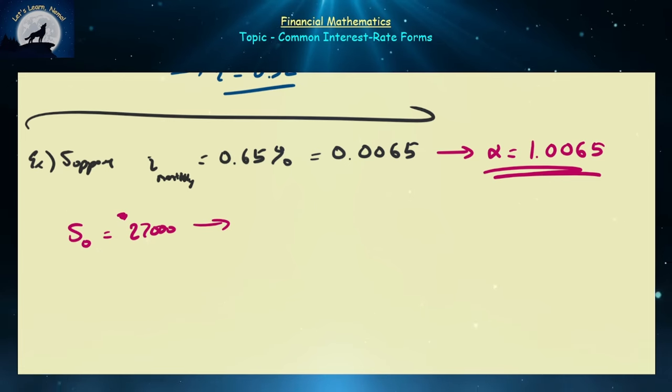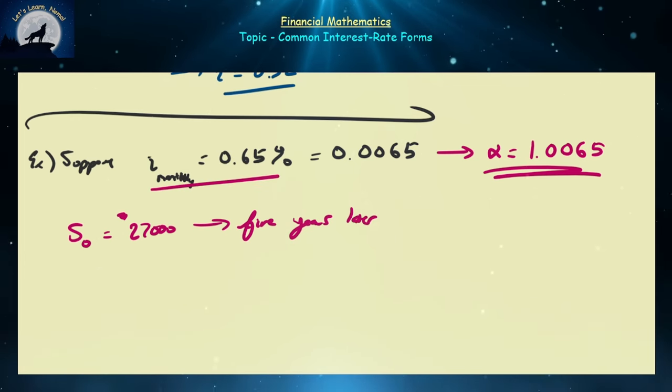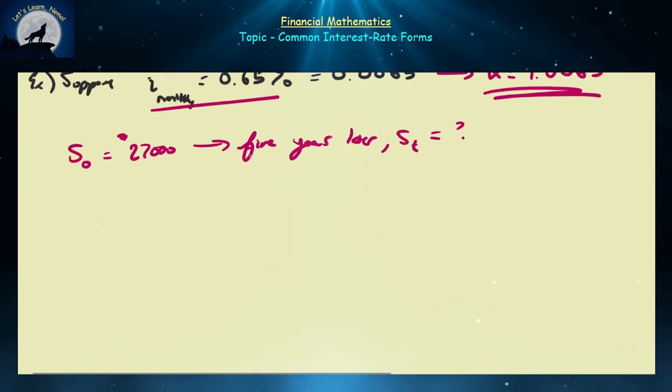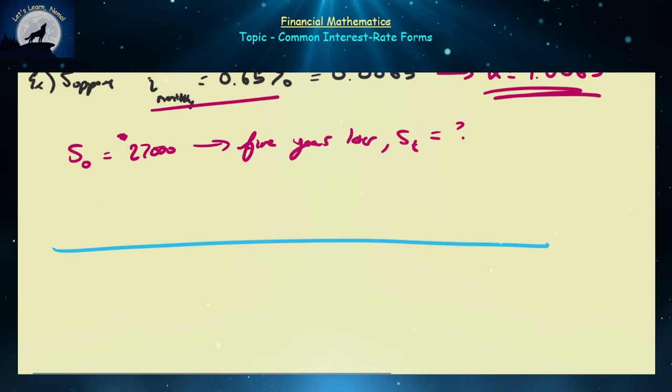Right? So if we have our S0, and let's assume that S0 is equal to $5,000, and let's assume that we want to compound this 5 years later under this monthly interest rate 0.0065, what would be our associated value at that particular time? So t is equal to 5, where we're compounding monthly. So if we look at our particular timeline, what are we going to have here?